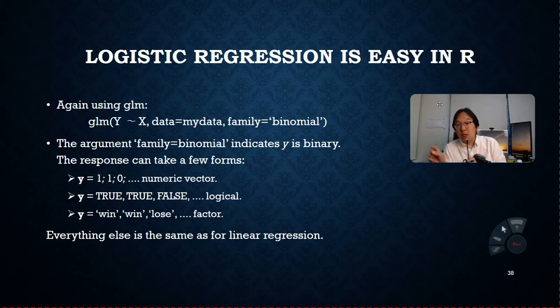The family should be binomial, right? Binomial means 0, 1 response. The argument indicates this is binary. The response can take a few forms. Y equals 1 or 0 numeric vector, or y equals true, false, Boolean or logical variable, or it could be win or lose kind of text string, right? Only 2 kinds, by the way, not multiple. Bankrupt or not, healthy versus not, kind of things. Everything else is the same as for linear regressions.